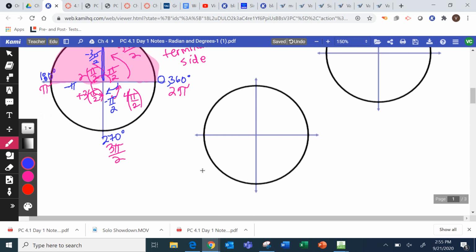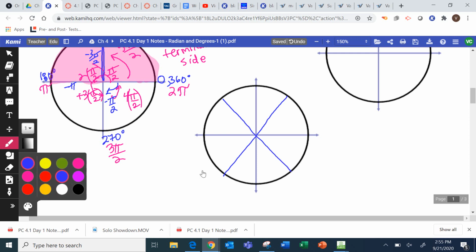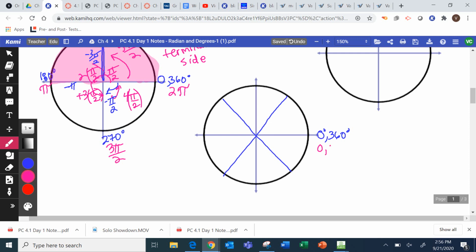All right, the next circle, I'm going to take what's there and I'm going to cut the pieces in half. And we know that this is 0 degrees or 360 degrees. As a radian, it would be, well, 0 radians or 2 pi radians. Over here, this is 180 degrees. As radians, it's going to be pi.